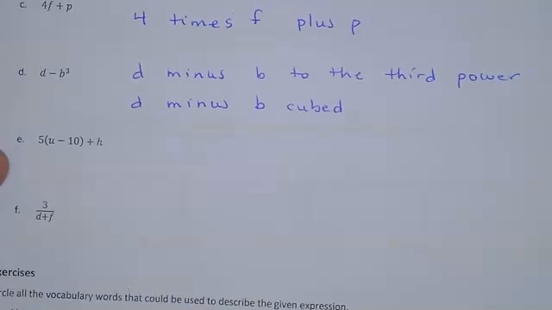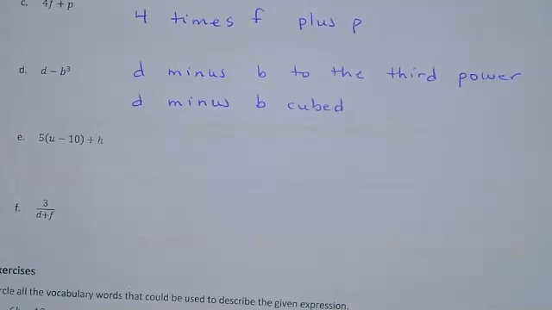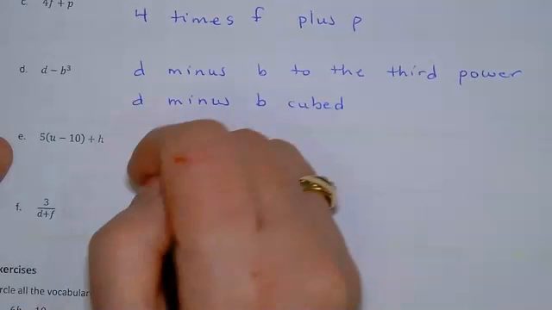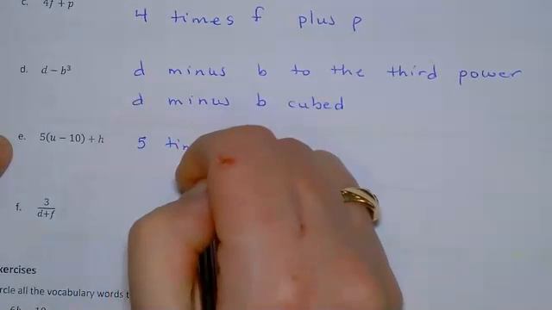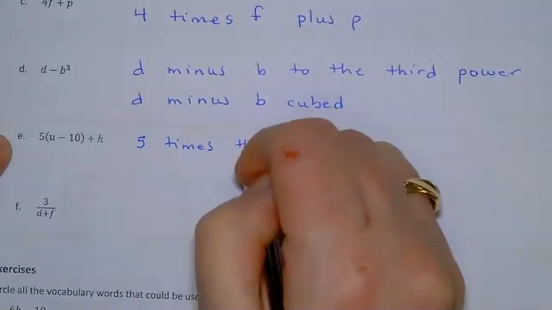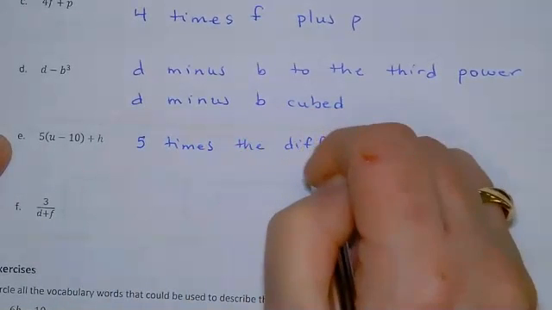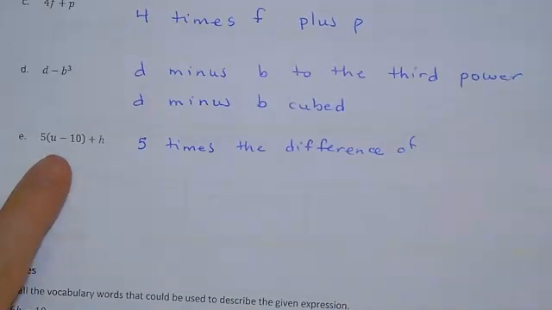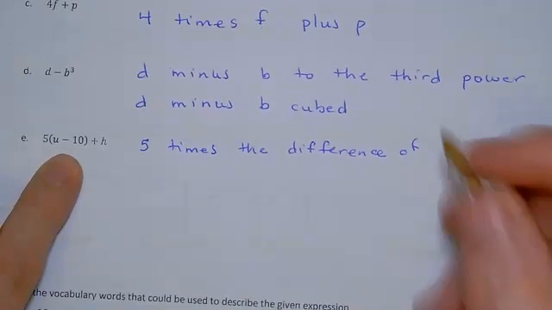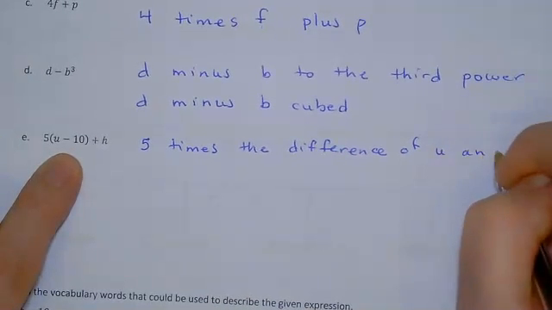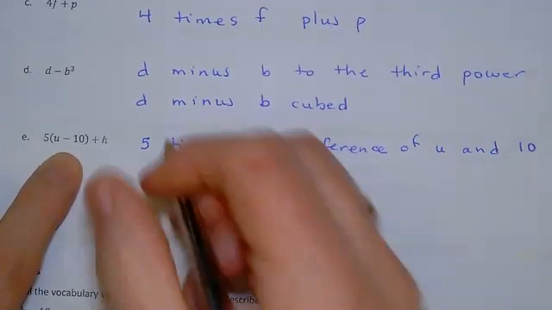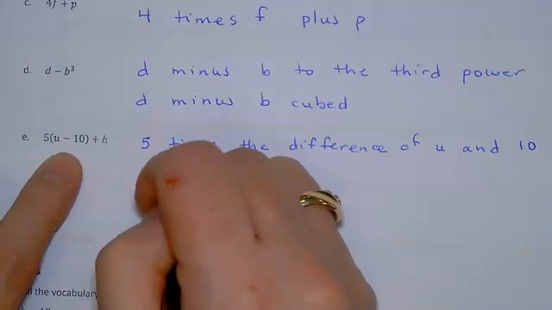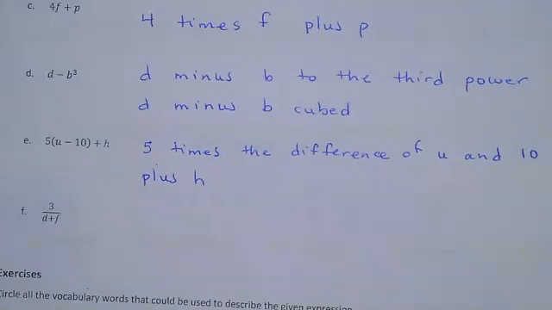Now watch this one. This one's going to be a little bit more complicated, right? It's got more parts. So watch this, and then we're going to talk about it. 5 times the difference of, difference means subtract, right? The difference of U and 10 plus H.